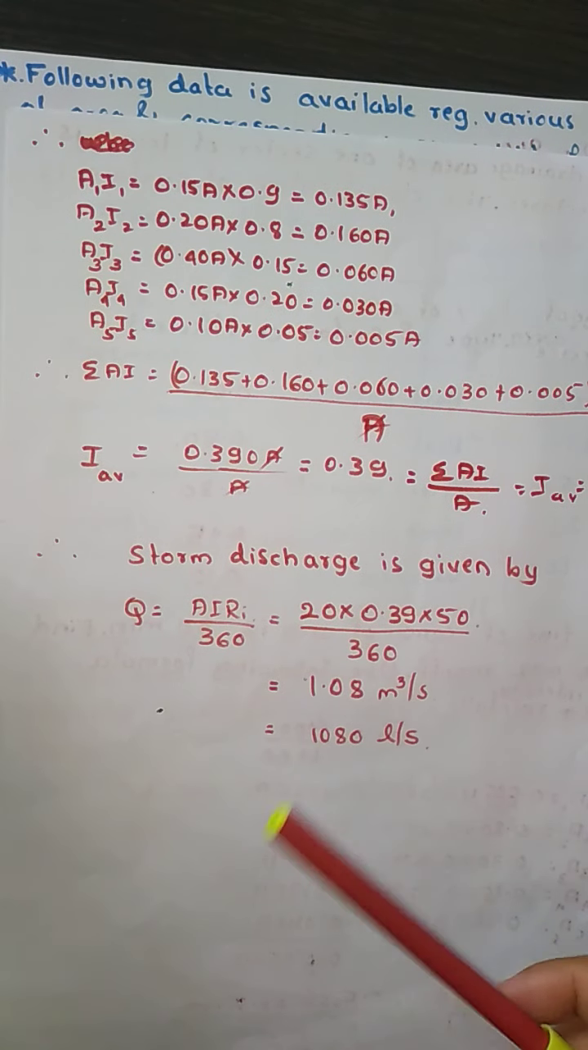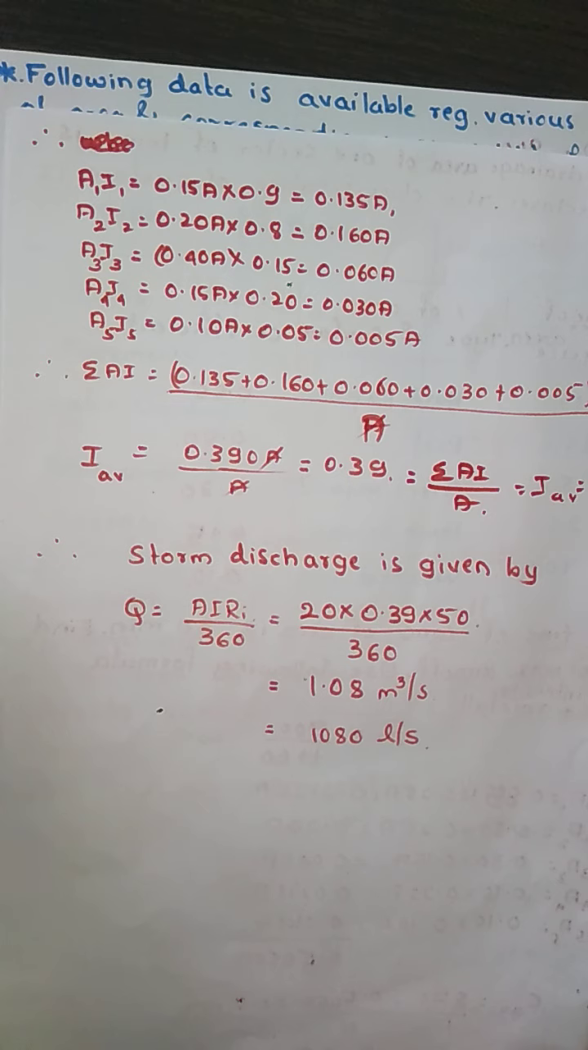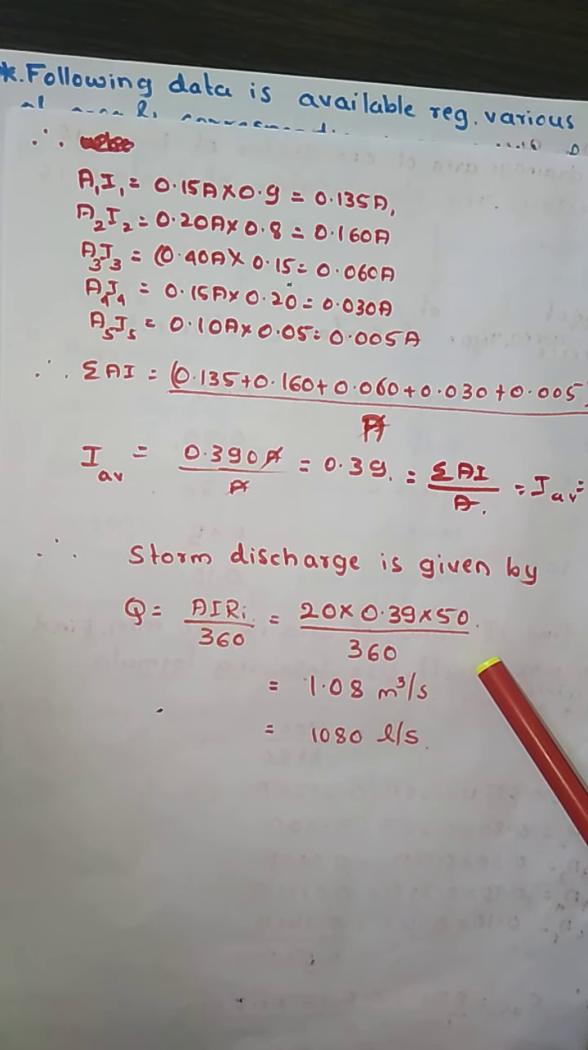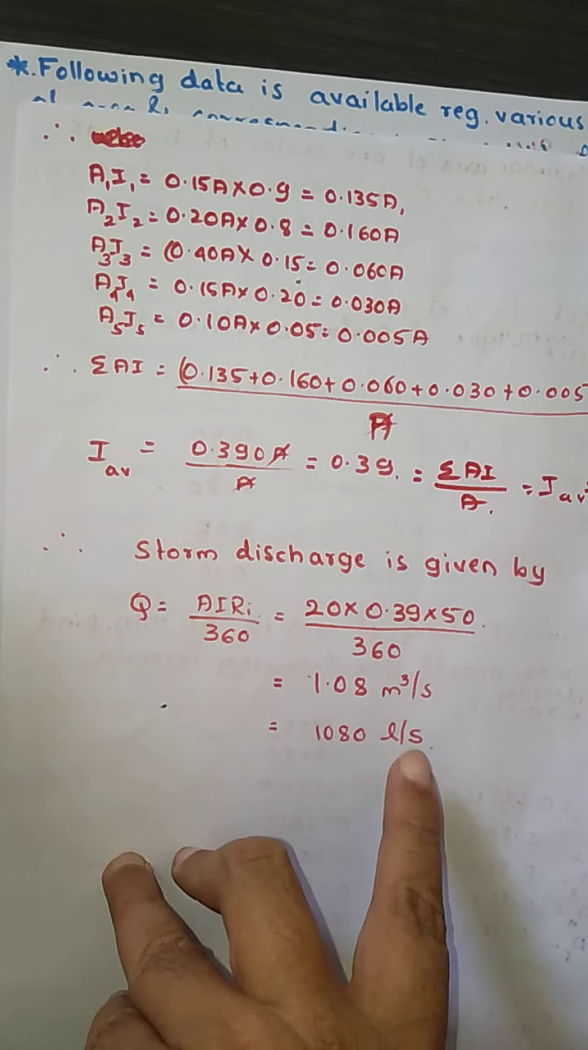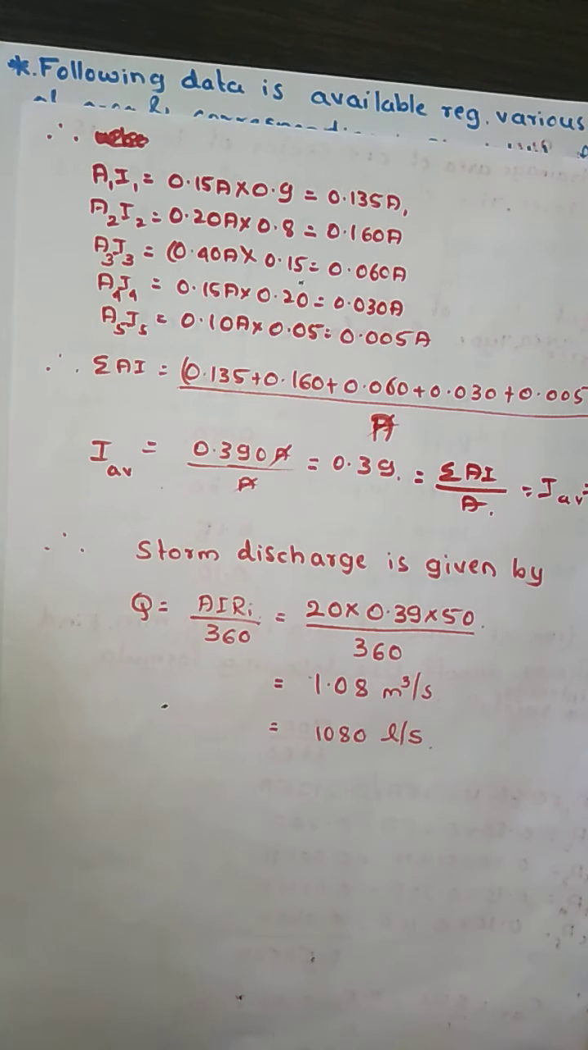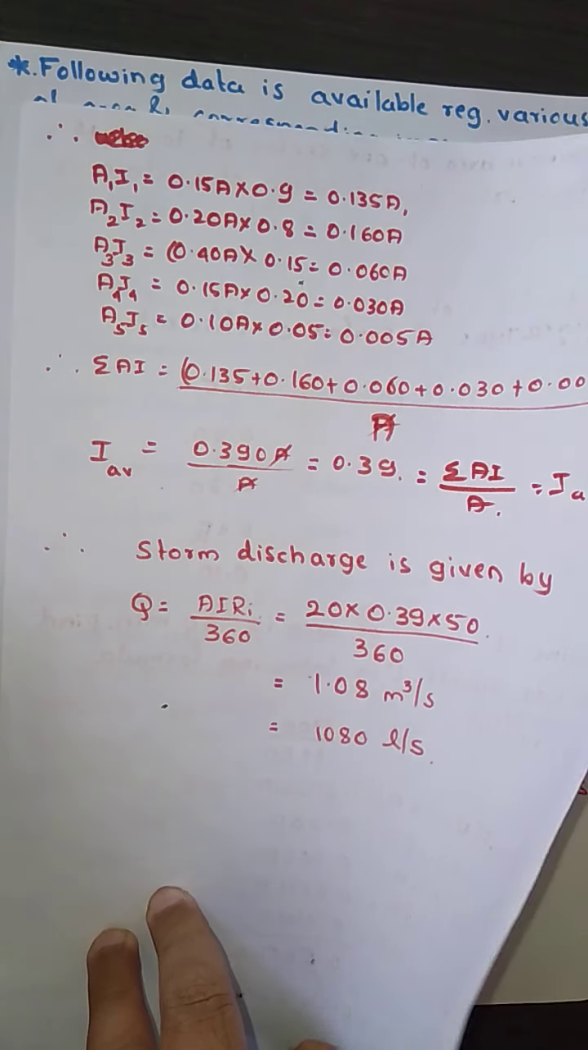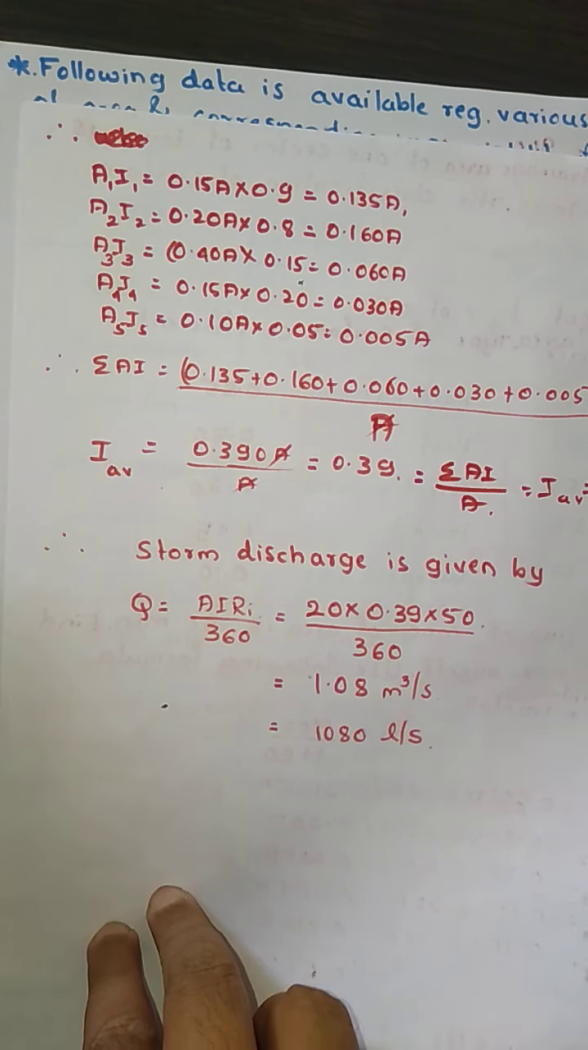So we can determine the storm water flow by using the formula Q is equal to A I Ri divided by 360. Area is 20 hectares they have given, I we have determined it, Ri is already given. So what is the storm water discharge in that area? That will become equal to 1080 liters per second, or 1.08 meter cube per second. So similar to this, we will be solving one more problem on this average impermeability factor.